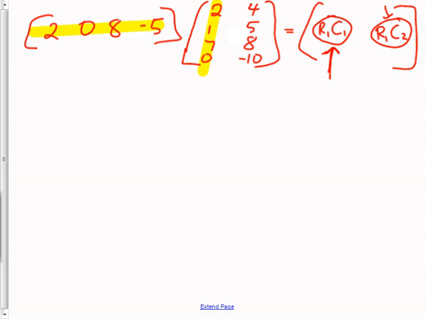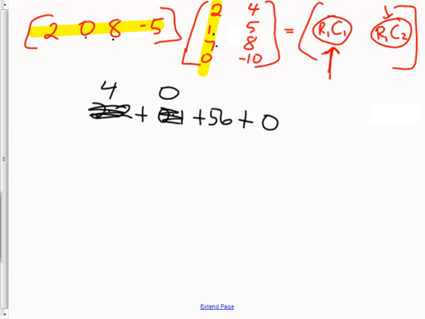So 2 times the 2 plus 0 times the 1 plus the 8 times the 7 is 56 plus the negative 5 times the 0 is 0. And 2 times 2 is 4. And 0 times 1 is 0. So 4 plus 0 plus 56 plus 0. 56 plus the 4 makes 60. So that's how I got that number there. The answer is 60 something.